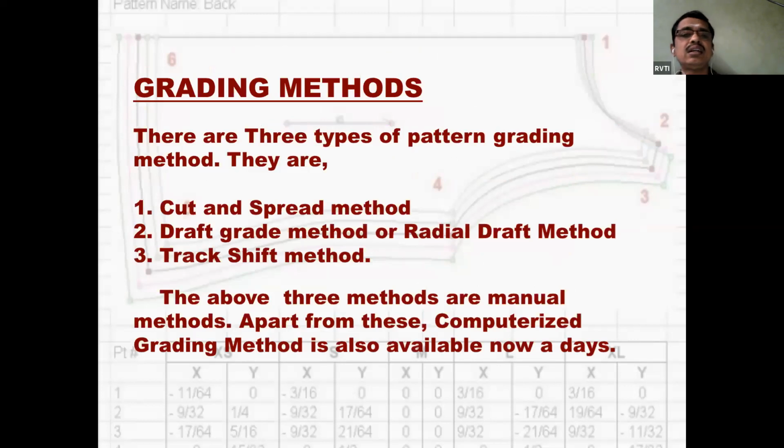And we are just discussing the system. Normally while discussing the grading method, 3 types of pattern grading methods are used. Number one is the cut and spread method. Second one is the draft grade method, otherwise we can say the radial draft method. And number three is the track shift method. These 3 are all manual methods. Apart from that, we can use software also on our computer.